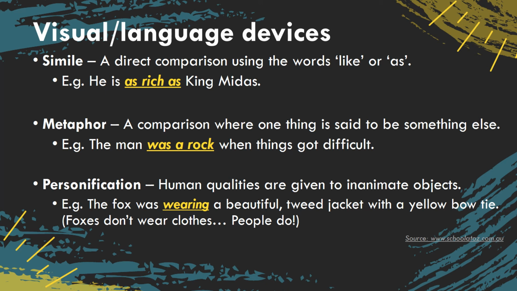Visual or language devices. Simile, a direct comparison using the words like or as. For example, he is as rich as King Midas. Metaphor, a comparison where one thing is said to be something else. For example, the man was a rock when things got difficult. Personification. This is when human qualities are given to inanimate objects. For example, the fox was wearing a beautiful tweed jacket with a yellow bow tie. Foxes don't wear clothes though, but people do.